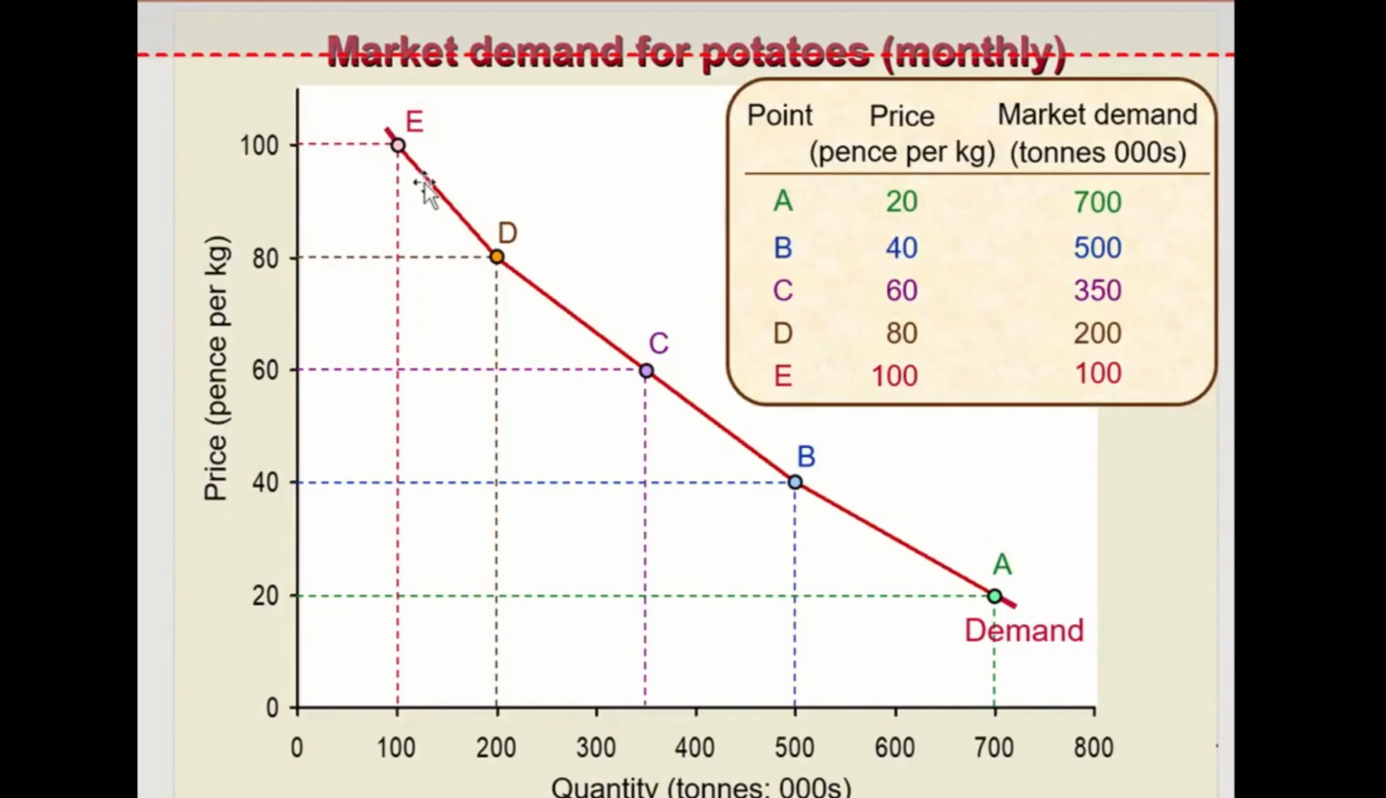In this graph, you will find information about the market demand for potatoes. As you can see, there is a negative relationship between price and quantity. When the price increases, the quantity will fall. But price is not the only determinant of demand. There are other determinants of demand.